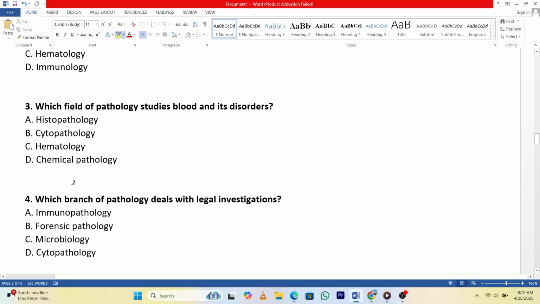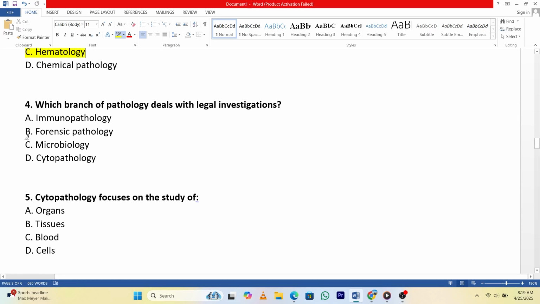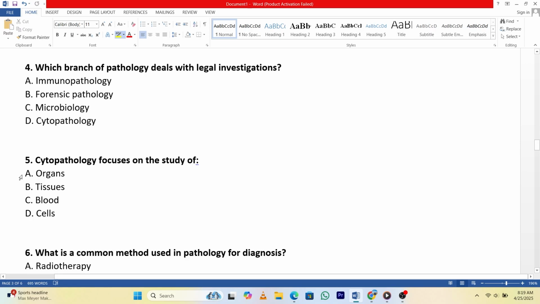3. Which field of pathology studies blood and its disorders? A. Histopathology. B. Cytopathology. C. Hematology. D. Chemical pathology. Answer: C. 4. Which branch of pathology deals with legal investigations? A. Immunopathology. B. Forensic pathology. C. Microbiology. D. Cytopathology. Answer: B.